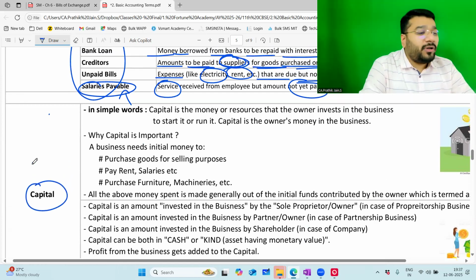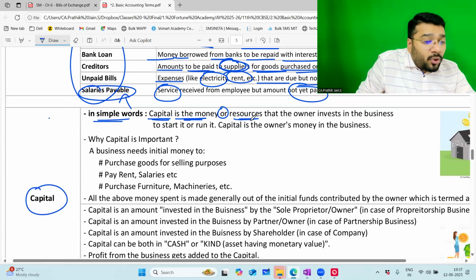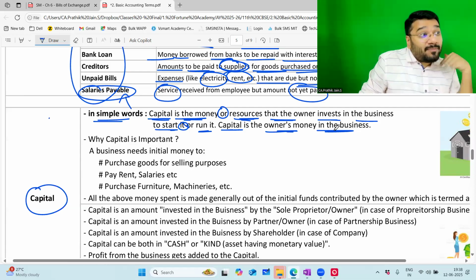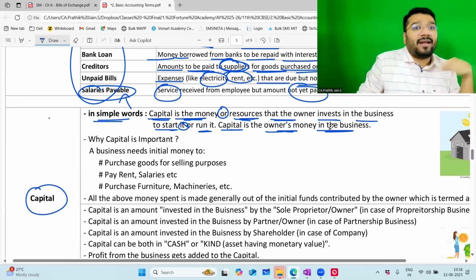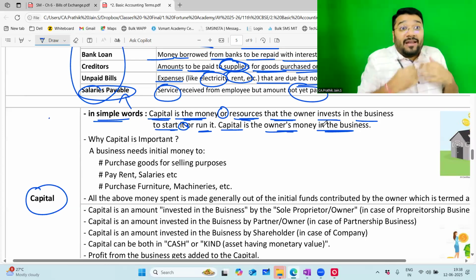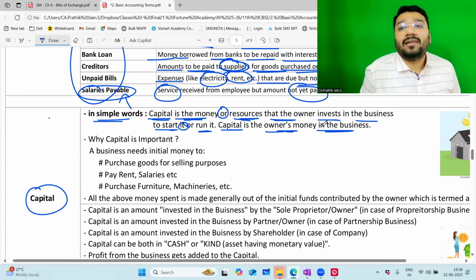The first thing that I'm going to discuss is capital. What is capital? In simple words, capital is the money or resources that the owner invests in the business to start it or run it. Capital is the owner's money in the business. SPJ's money in FFLA. My personal money in the business is called capital. From my point of view, I have invested my money in my business. For me, it is investment. For the business, it is capital.